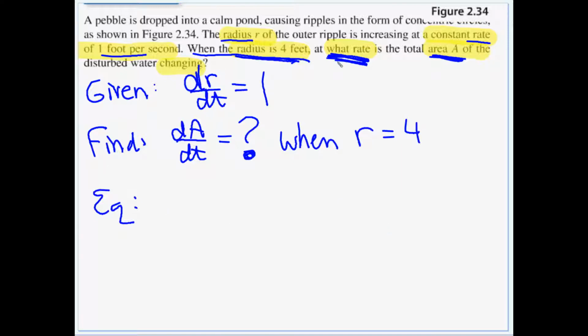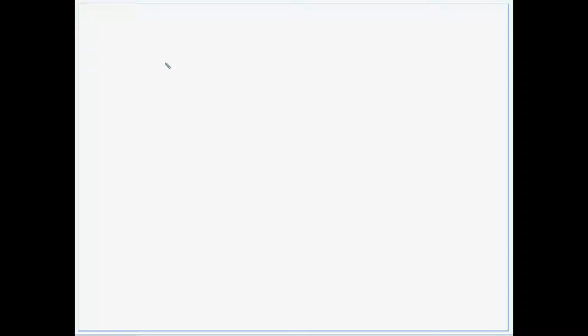Okay, so what ties all these together? We're talking about concentric circles, we've got area, we've got radius. Well, area equals pi r squared. The good old formula for the area of a circle. I'm going to start a new slide here. I don't want to erase anything. Area equals pi r squared. We've got everything we need, the given rate, what we need to find, and the equation, so let's derive.